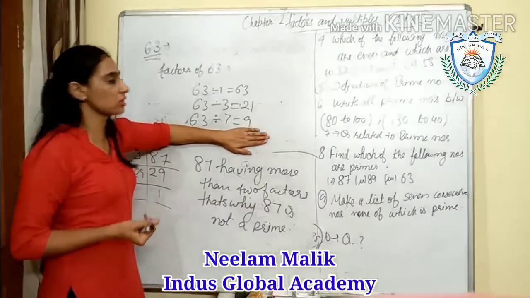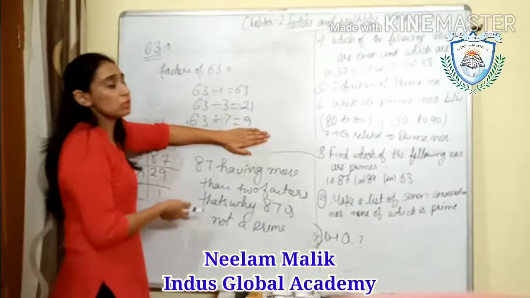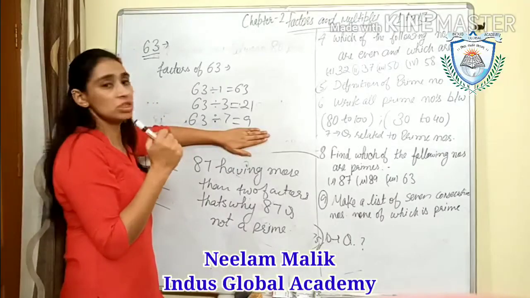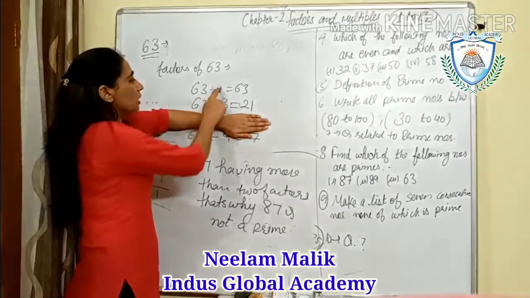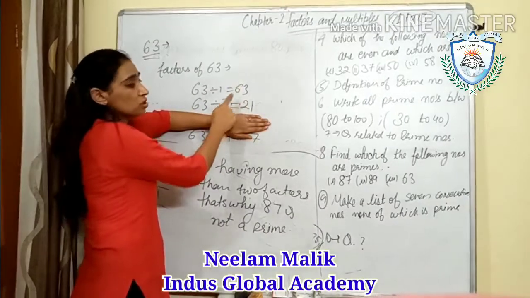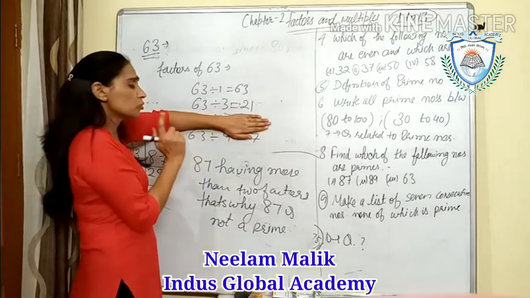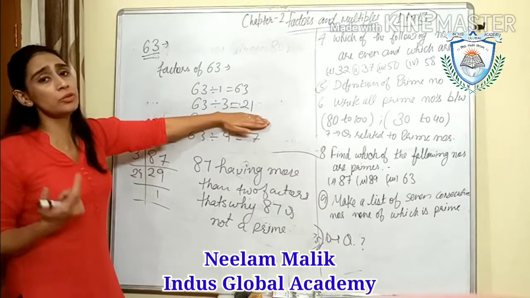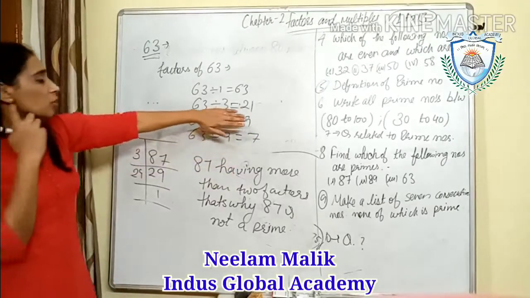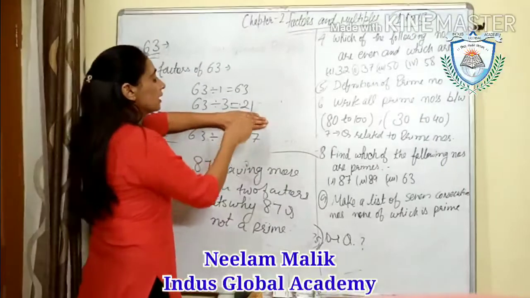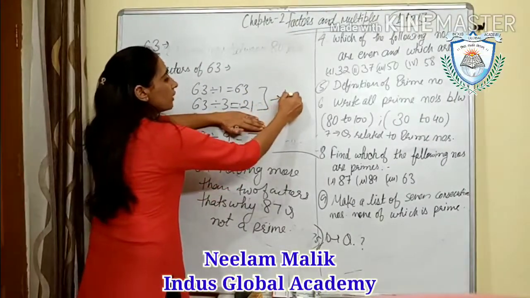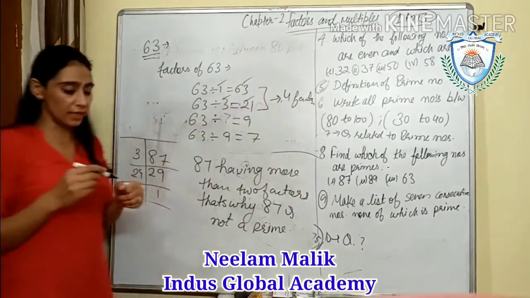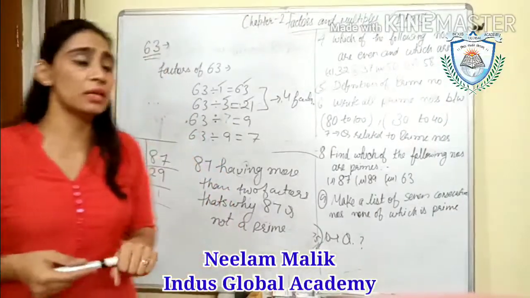You can stop at the third step also because you are getting more than 3 factors here. आपको यहाँ पे इसके 3 से ज़्यादा factors मिल चुके हैं. Here also, because 1 is a factor, 3 is a factor, 21 is a factor, 63 is a factor. So we can say this is not a prime number because it's having more than 2 factors. You don't need to complete all of these, even if you go up to 2 steps, you are getting 4 factors: 1, 3, 21 and this. So you can write it's having more than 2 factors, that's why this is not a prime number.